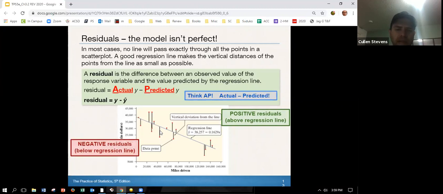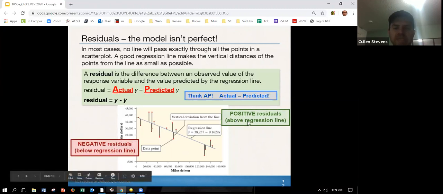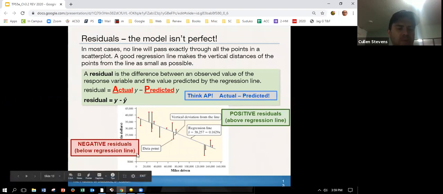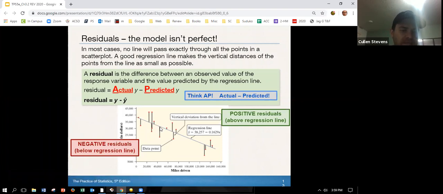So notice that we have positive residuals. Those are ones above the regression line. So actual minus predicted will have a big value minus the predicted value, big minus small. That's going to give us a positive number. Negative residuals are below the regression line. We have an actual value that is small, and the predicted value is bigger, right? So we have a small number minus a bigger number, so it's negative. That would be a negative residual.